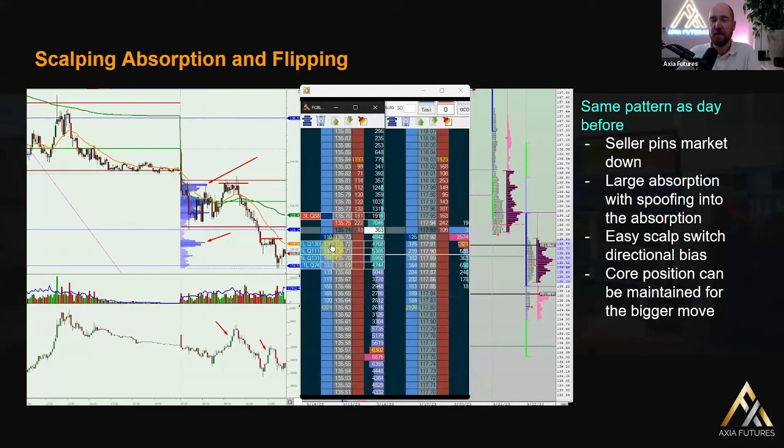Obviously, you could get this wrong. If it trades up through 75, 78, 79, 80, 81, then you'll be proved wrong on this trade. And that's where you're going to have to give it up. That's where you're going to have to say, you know what? I thought it was going down. The sellers have been overwhelmed.